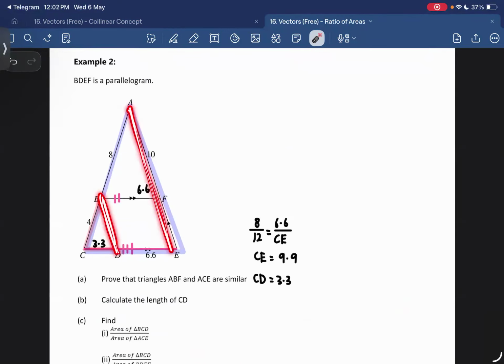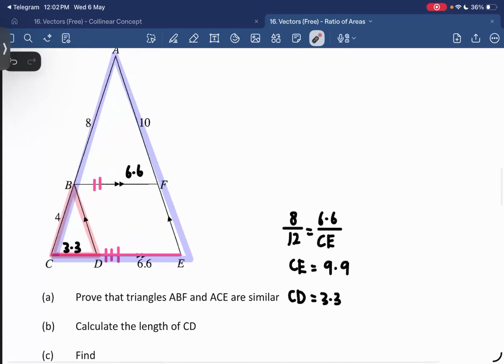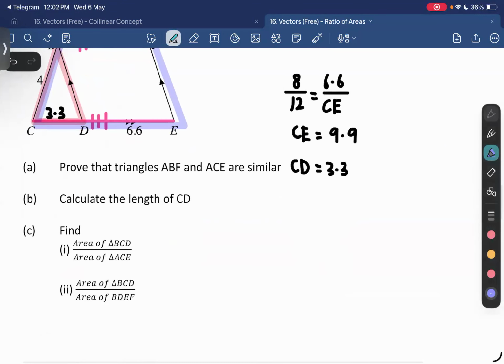Because of the parallel lines, these two triangles are also similar. Can you see that? So what's their corresponding length ratio? Let's say we use here: this one is similar to this one. This one is 3.3, the whole thing is 9.9. So the corresponding length ratio is 1 to 3, because 3.3 to 9.9, you can punch in your calculator.